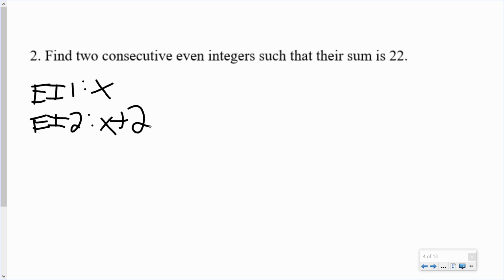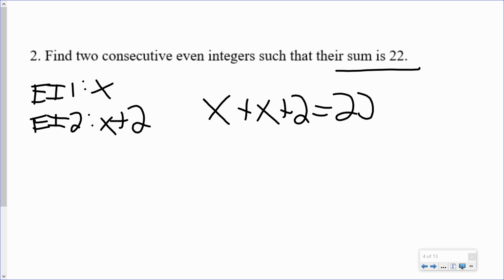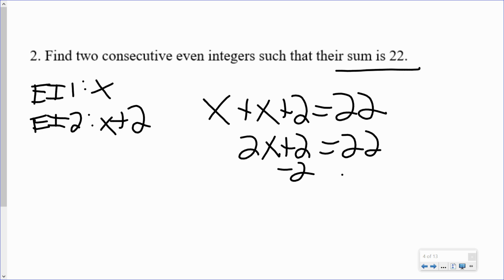Now that I have them, it says their sum is 22. So if I add the first one plus the second one, it's going to equal 22. From here, I do the algebra. I combine like terms.